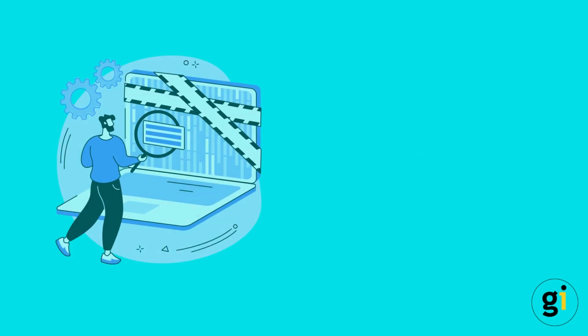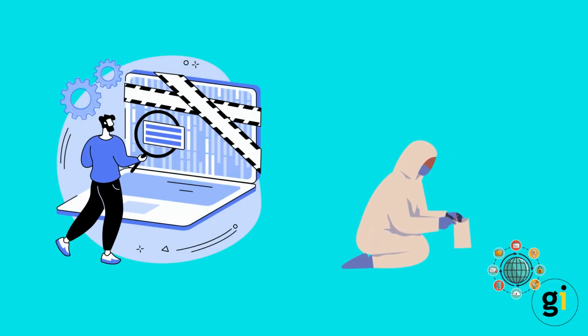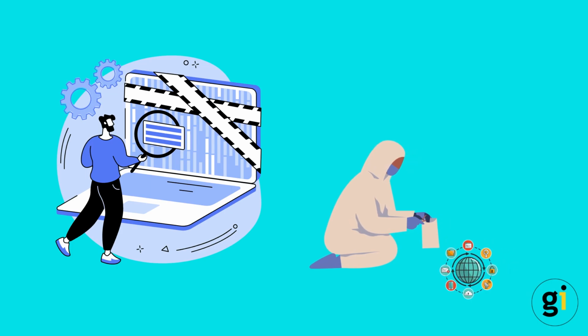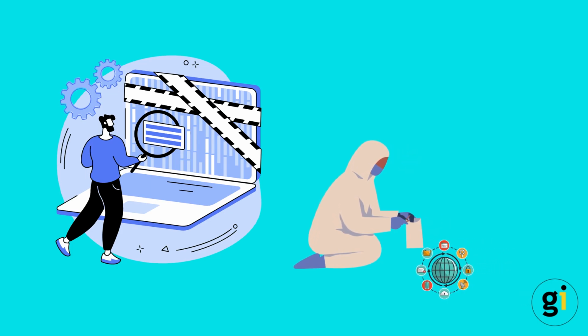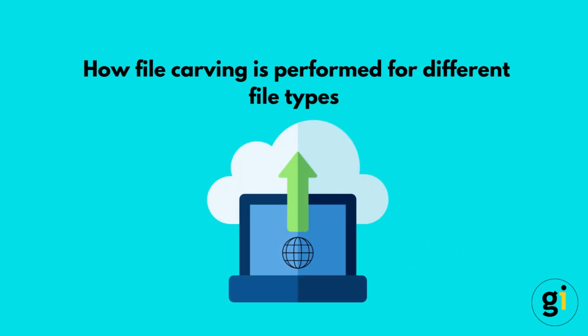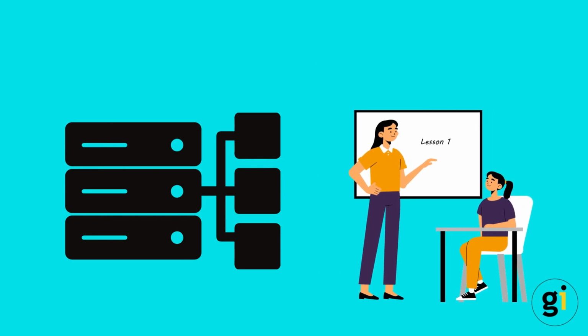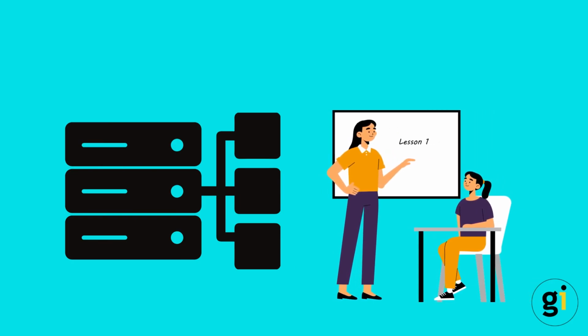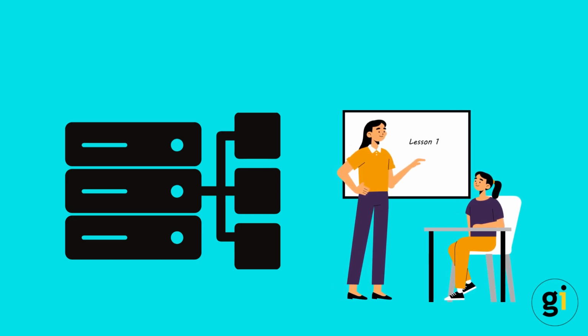It allows digital forensics experts and data recovery professionals to retrieve valuable information from fragmented or partially overwritten files. Now, let's explore how file carving is performed for different file types. File carving involves understanding the file structure and file signatures of different file types. Let's look at some common file types and how file carving is done for each.